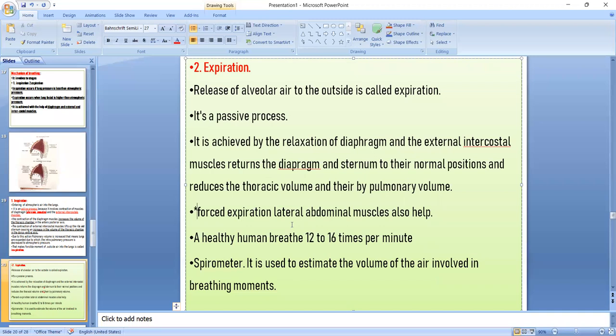So sometimes, whenever we want to release more air out of our lungs, lateral abdominal muscles also help in a forced expiration. Okay, so manam balavantanga ekkuva galini betaku odileyali ante, in addition to external intercostal muscles and diaphragm muscles, lateral abdominal muscles also help in a forced expiration.